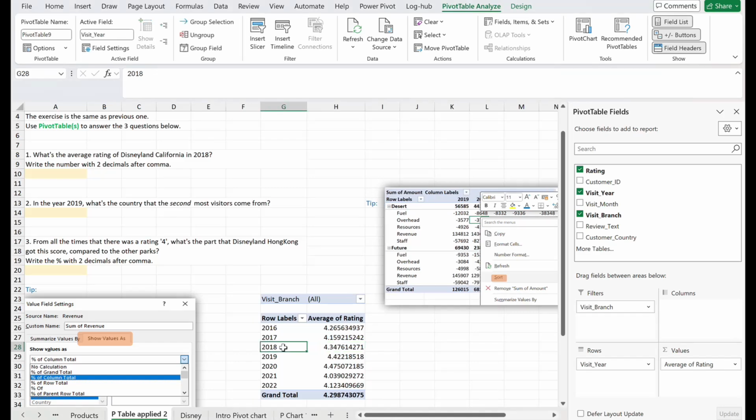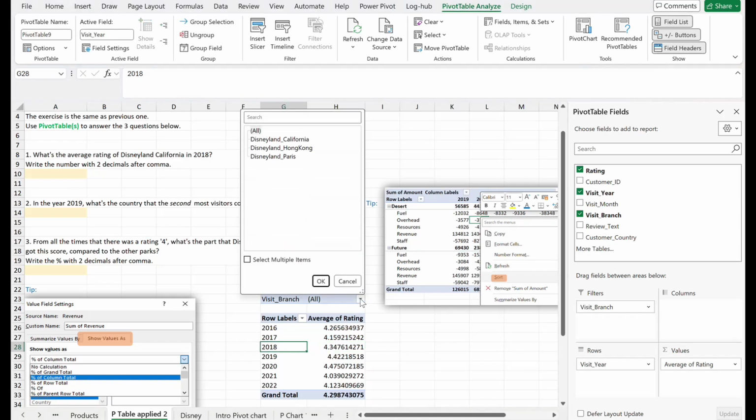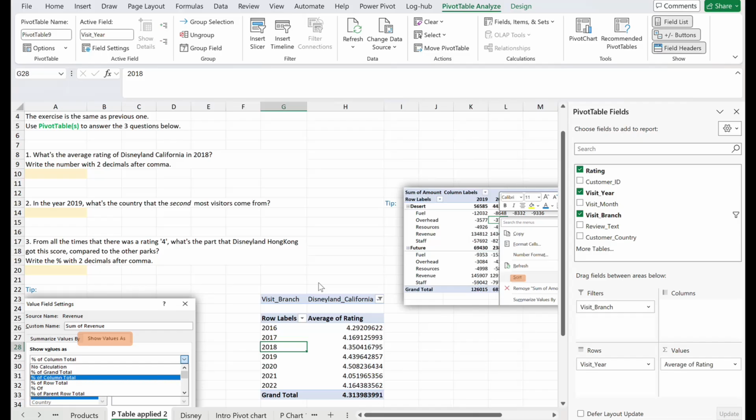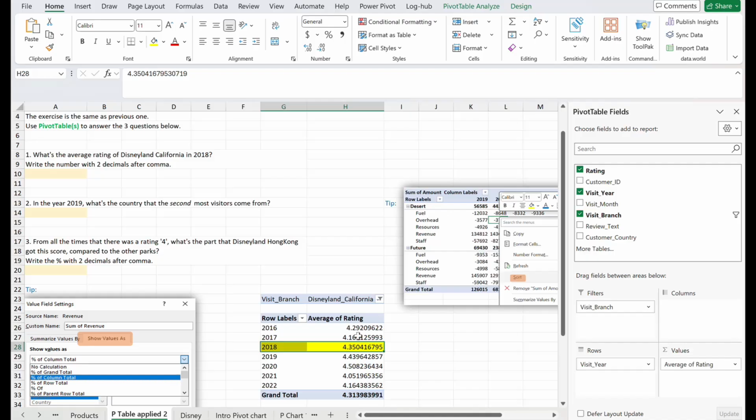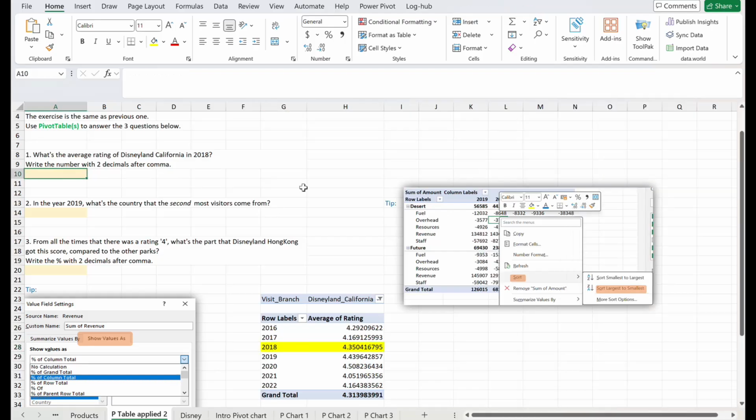Okay, we don't want all of them. We just want Disneyland California. And we want 2018. Okay, so it is 4.35.